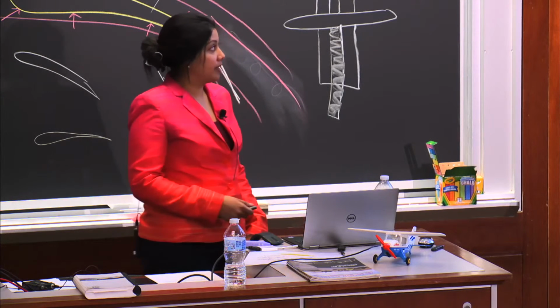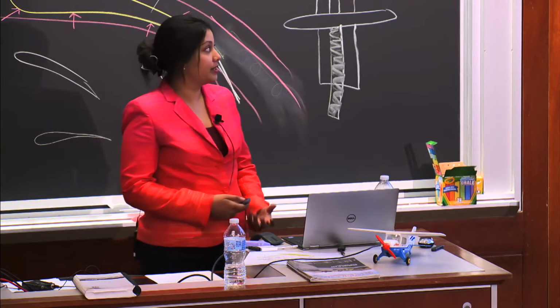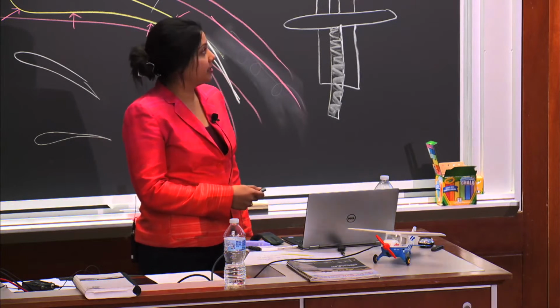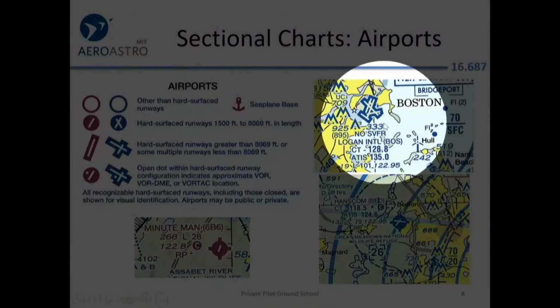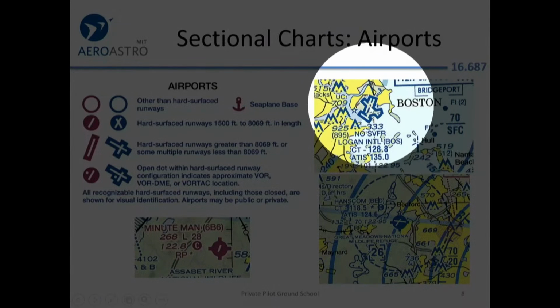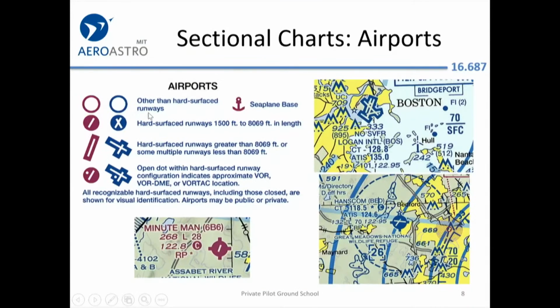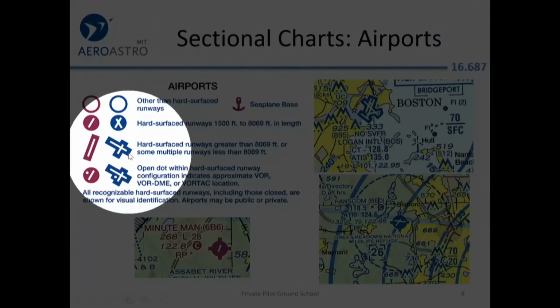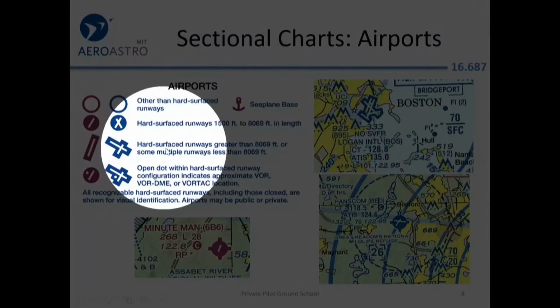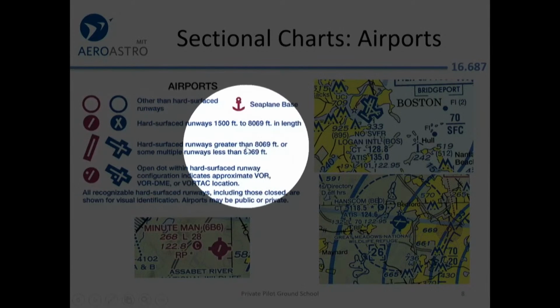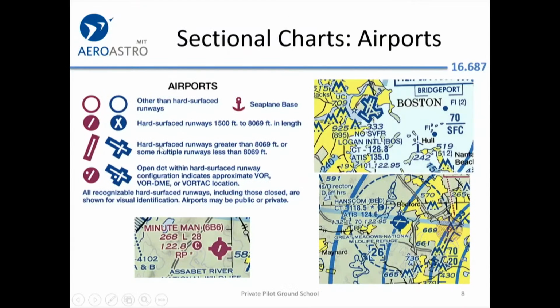Another area we'll focus on is what airports look like. Over here is a part of the sectional that has Boston Logan Airport. You see all these lines that are outlined in blue. If you look over at the legend, it describes exactly what that means. Lines outlined in blue are hard surfaced runways greater than 8,000 feet. It just tells you exactly what that information is.